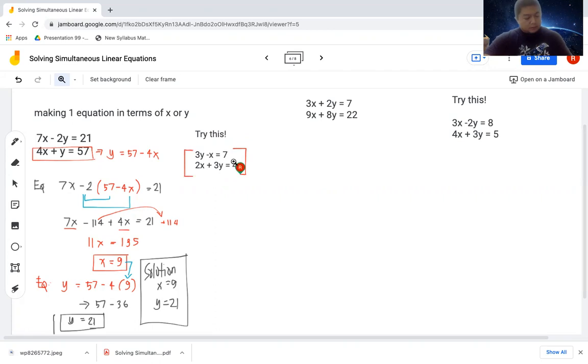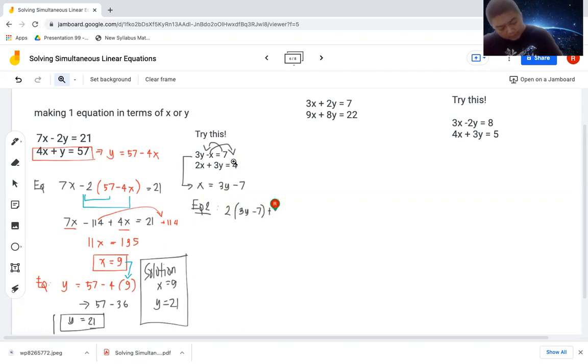Okay, so again, for this particular question, what we're going to do is to make an equation in terms of x or in terms of y. So in my case, I would write this down as an equation wherein x is equivalent to 3y minus 7. Okay, so we achieve that when we put this x here, and the 7 will go to this side. And as soon as we get this equation, what we need to do next is to substitute it to equation number 2. So equation number 2 tells us that we have 2 times the value of x, which is 3y minus 7, plus 3y is equivalent to 4.